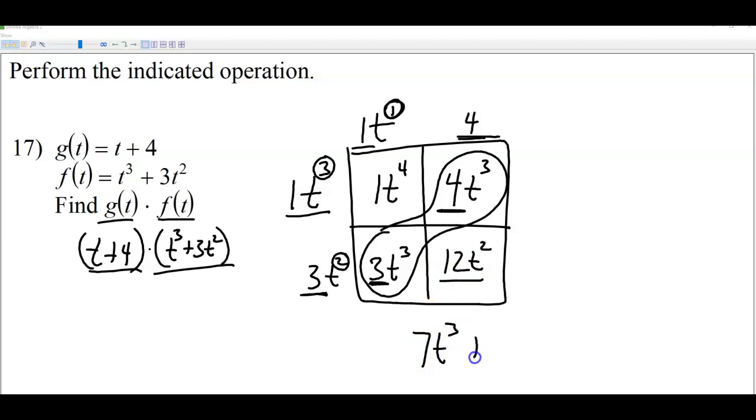And then we have this guy in the end, and then this guy in the front. And the reason why they're in that order is because we go from the highest exponent down to the lowest. So the final answer would be t to the 4th plus 7t cubed plus 12t squared.